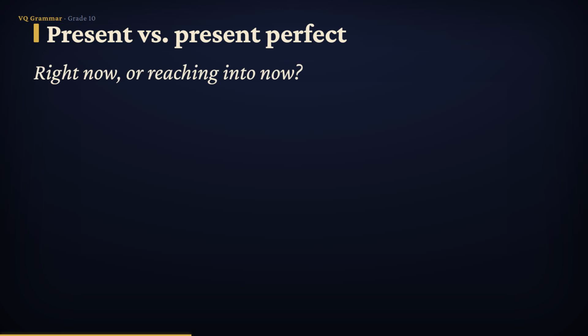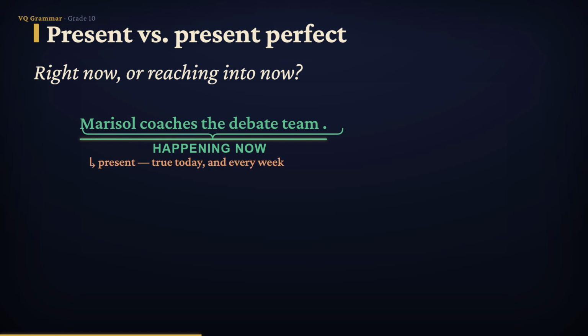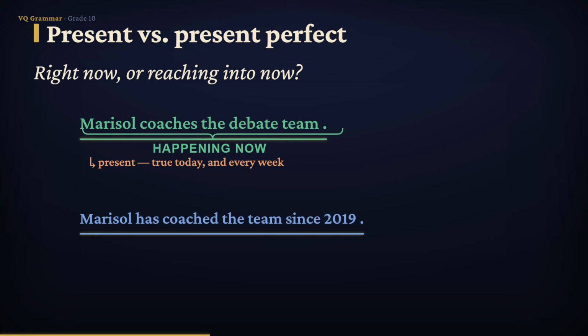Let's put the first tricky pair side by side. Sentence 1. Marisol coaches the debate team. That's the simple present. It tells us what is true today and every week, a plain, current fact. Now sentence 2. Marisol has coached the team since 2019. Same person, same job, but hear the difference.